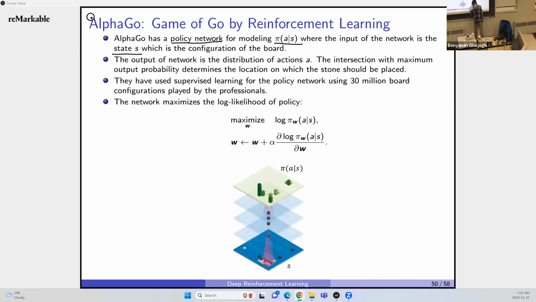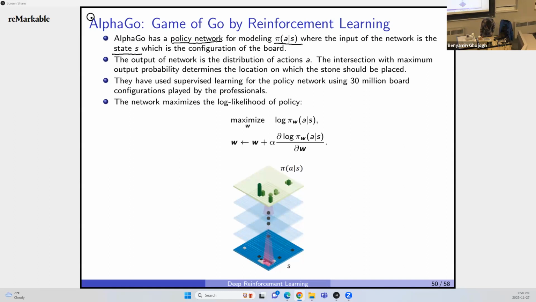We have a policy network. We also have a value network. I will introduce the value network later. Policy network, from its name, is obvious. What does it do? It predicts the policy. It tells you what action to do, right? So its input is, as always, a state. What is the state in the game of Go? The board configuration, right? And your output is the action.